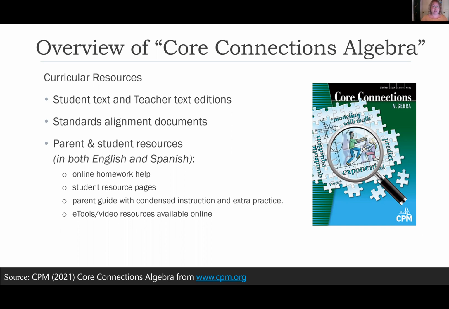In addition to the student text and teacher editions, there are standards alignment documents and student and parent resources provided in both English and Spanish, including online homework help, student resource pages containing fluency exercises with answers, a parent guide that includes condensed instruction with extra practice, and e-tools and video resources that are available online.